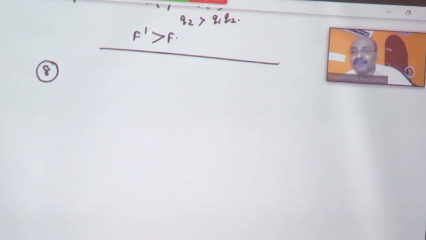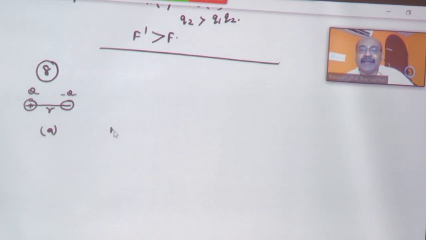The 4 figures are given. In the first figure, you are having a positive charge and a negative charge, with a separation R. The positive charge is Q, and here it is minus Q. This is diagram A. Diagram B, again you are having 2 charges separated by the distance R, but one of the charges is minus Q and the other charge is also minus Q.